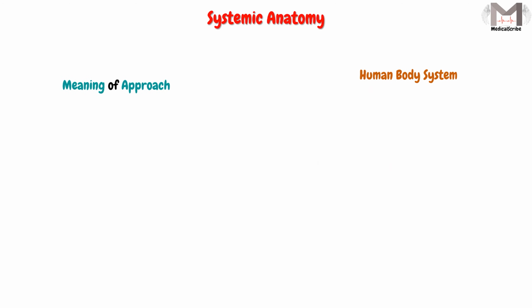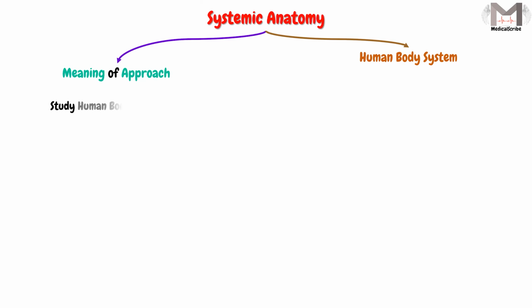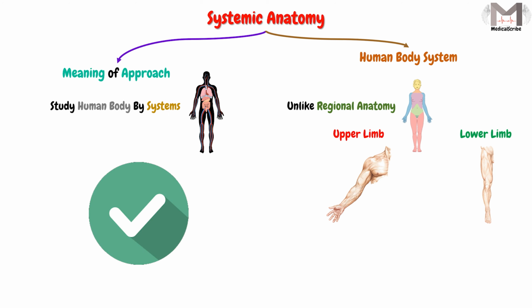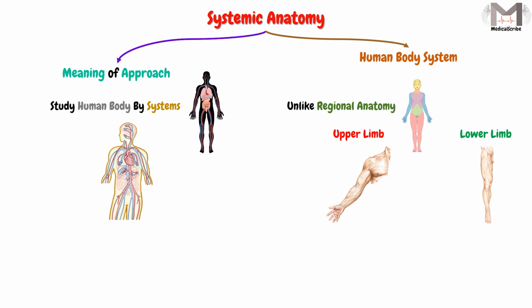Alright, the systemic anatomy means that we will study the human body by systems manner, unlike the regional anatomy. In the regional anatomy, if you remember, we said that we will study the human body by regions, like upper limb, lower limb, and so on. While here in the systemic anatomy, we will study the human body by systems, and we will study each system alone and completely, like cardiovascular system, nervous systems, and the others.